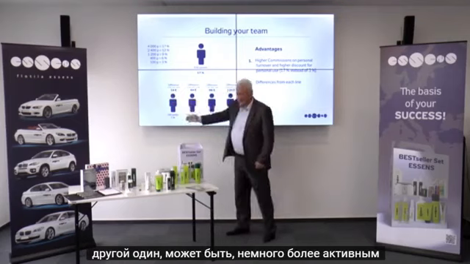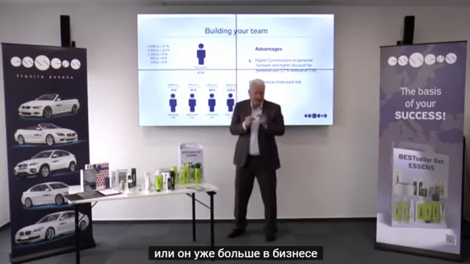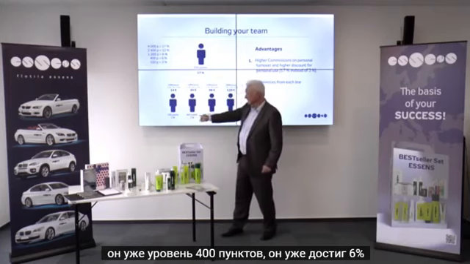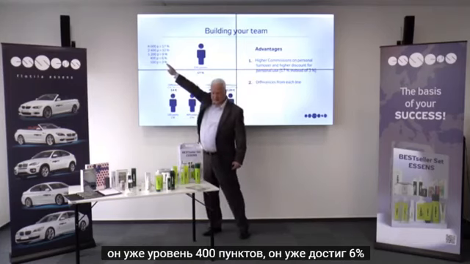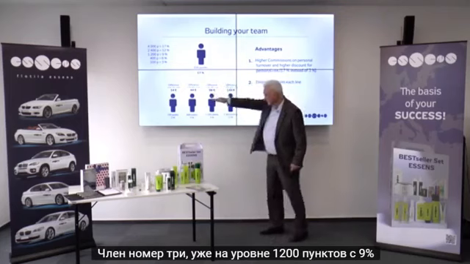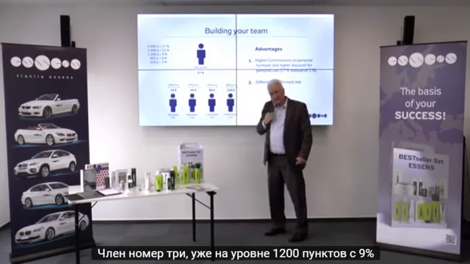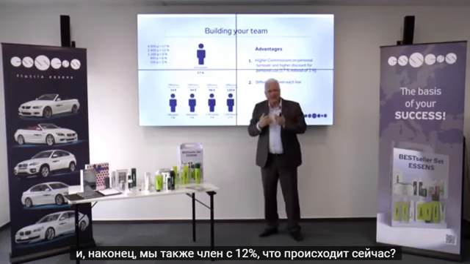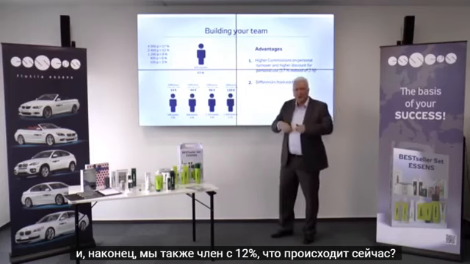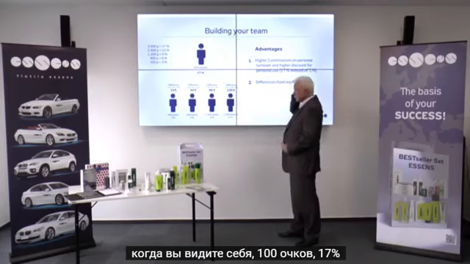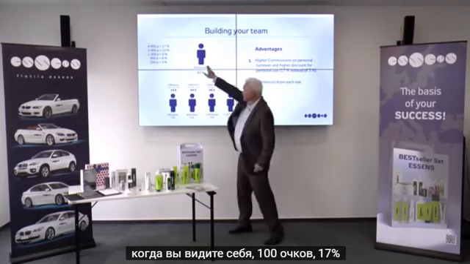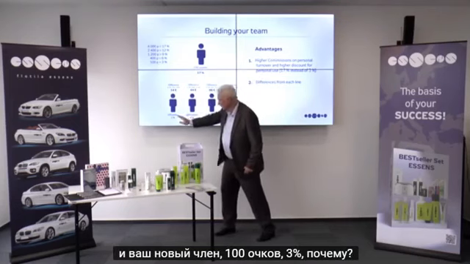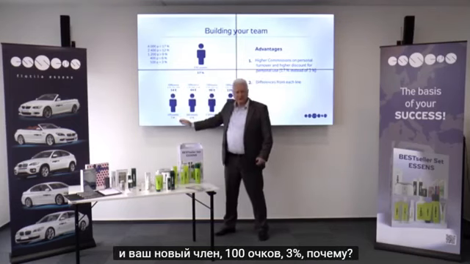The other one is maybe a little bit more active, or he's maybe already longer in the business. He has already the level of 400 points. That means he reached the 6%. Member number 3 is already on the level of 1,200 points with 9%. And finally, you have also a member with 12%. What happened now? You see yourself at 100 points, 17%, and your new member 100 points, 3%.